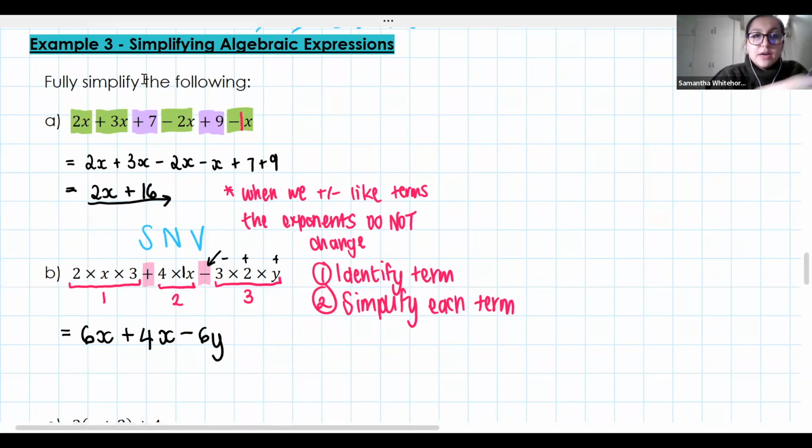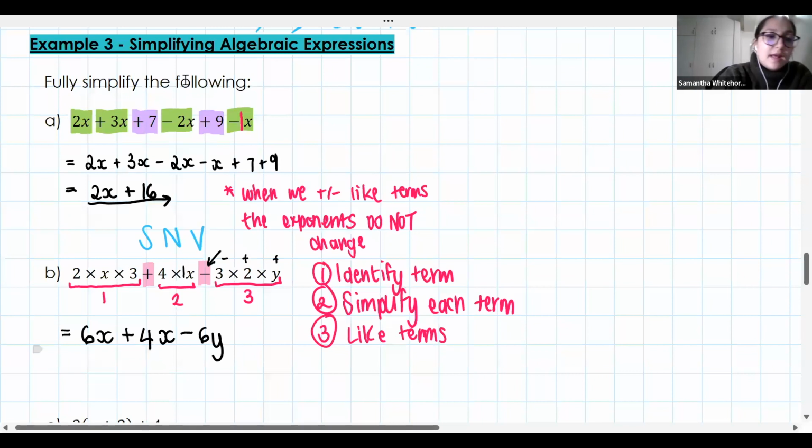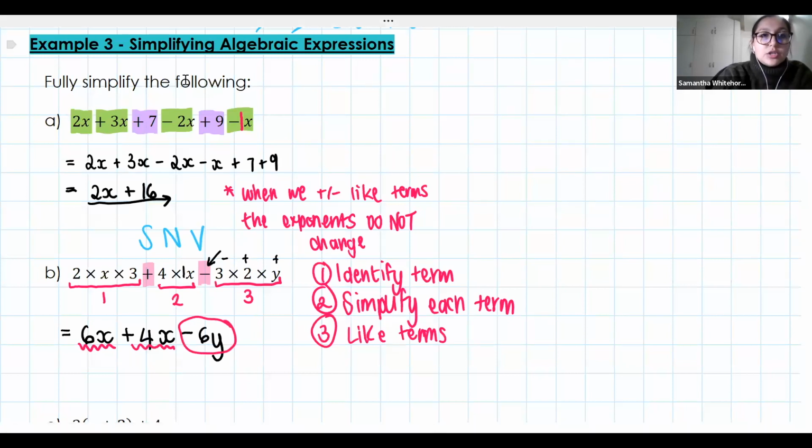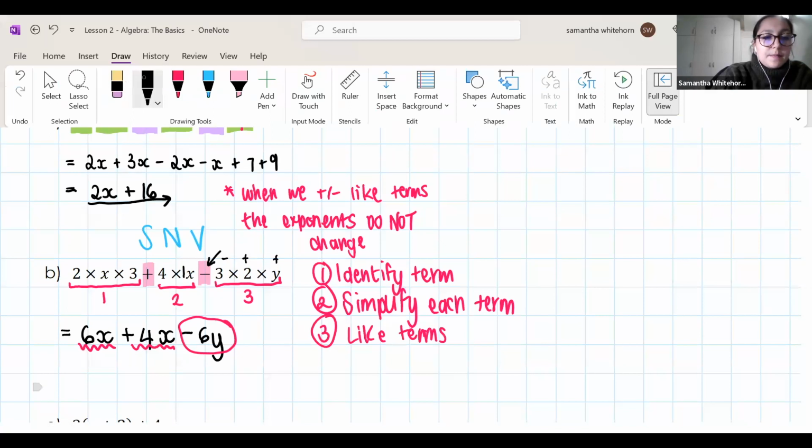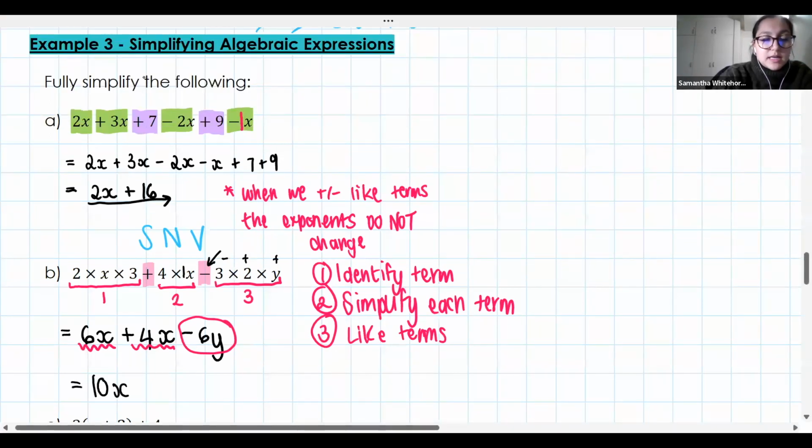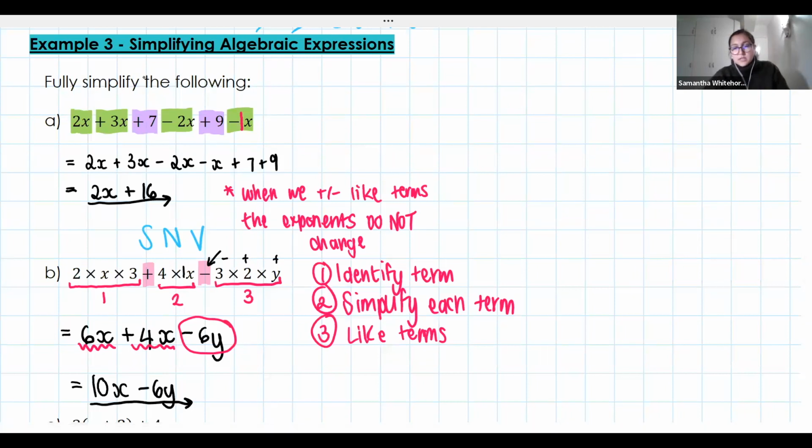Now that I've simplified all of my terms, remember we always want to double check if I have any like terms in my expression before I just finish off. I can see that I do because I've got 2 terms with an x in them and 1 term with a y. So this is now going to simplify to 10x, because 6x plus 4x is 10x, minus 6y. So guys, if we can follow those 3 steps that I've written down there, we can simplify any expression.